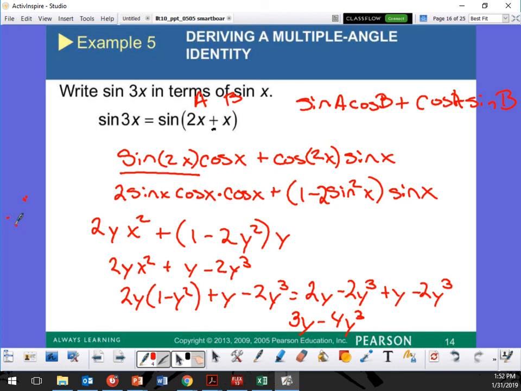So now, I did all my math in algebra, so now it's time to translate my answer back to trig. So my answer in trig is going to say 3 sine x minus 4 sine cubed x.